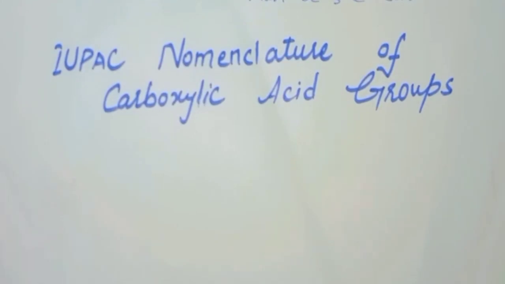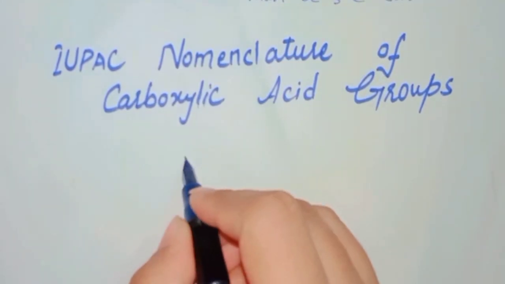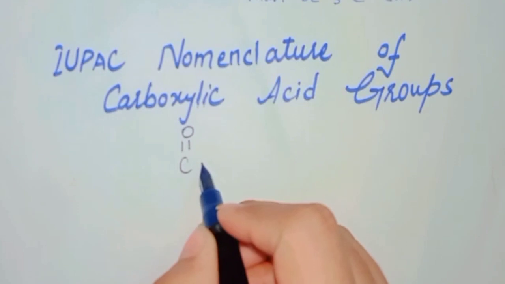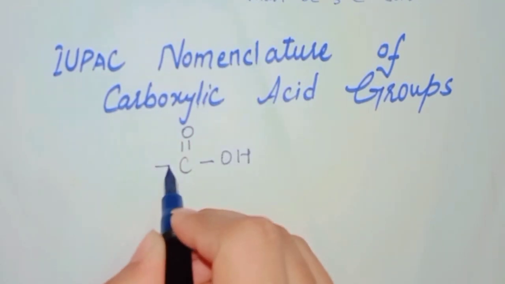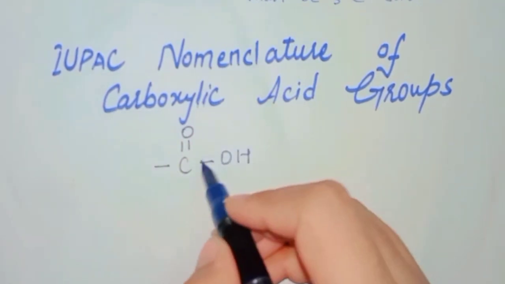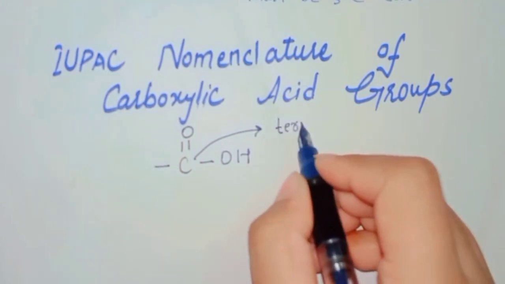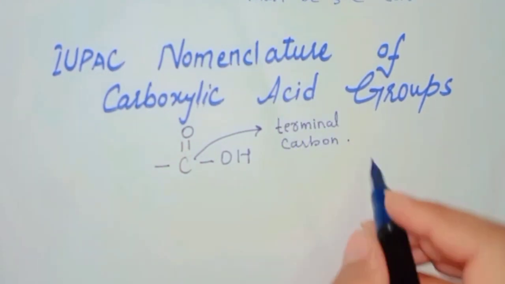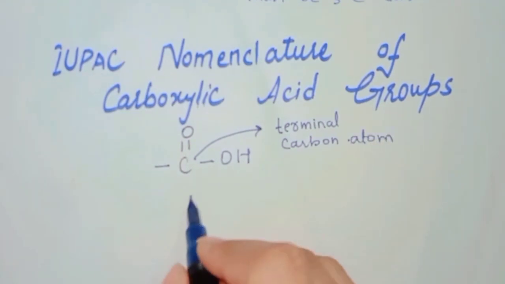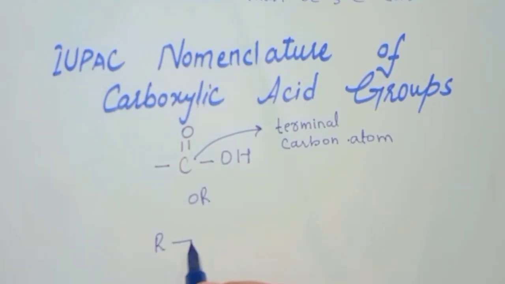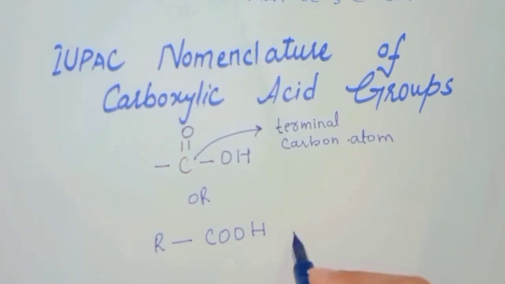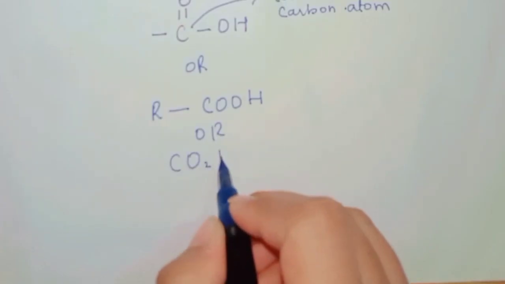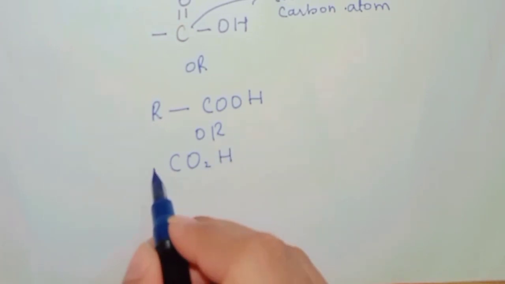Hello friends, in this video we will learn about IUPAC nomenclature of carboxylic acid groups. The carboxylic carbon atom has an OH group, which is called a hydroxy group, and an oxygen atom connected with a double bond. We can also write carboxylic acid as COOH or CO2H, where R is a radical, which may be H or a carbon chain.